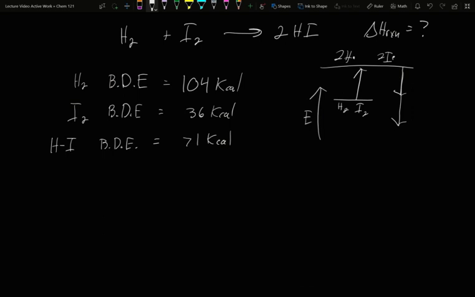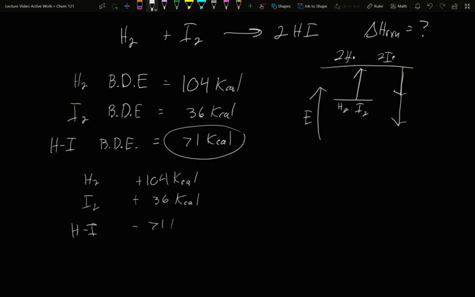All right, if you gave it a shot, well, I had plus 104 kcals from the H2 breaking. I had to put in that much energy. I had plus 36 kcal from breaking the I2. But when I form HI, I'm going to give off the bond dissociation energy. If it takes 71 to break it, it must give off 71 when it's formed. So minus 71 kcal. And since I have 2 mole of them, I do that twice. In this case, we will get a difference of minus 2 kcal.